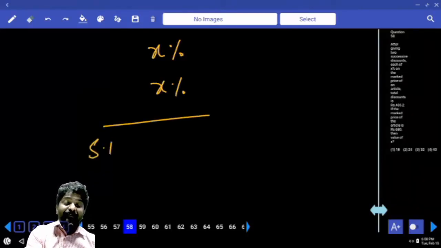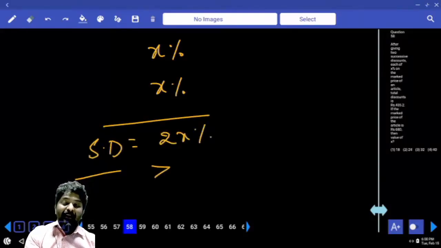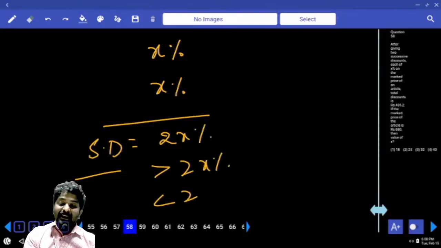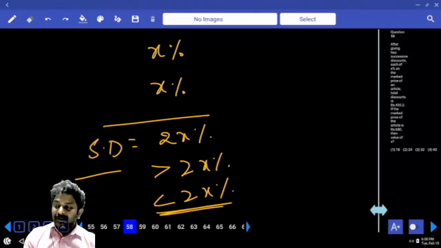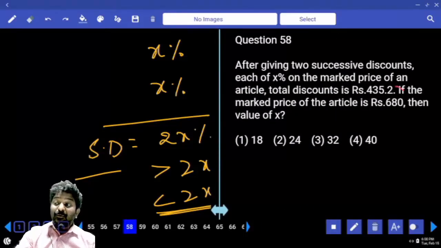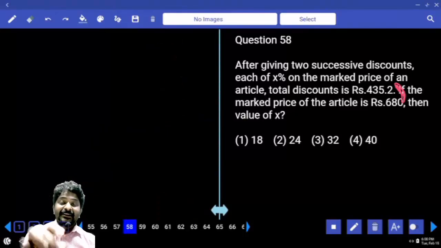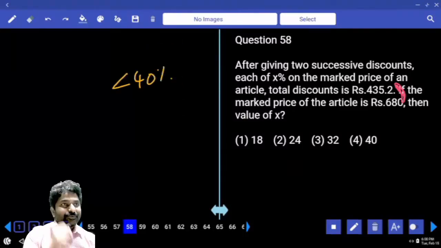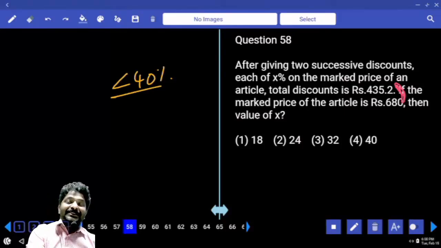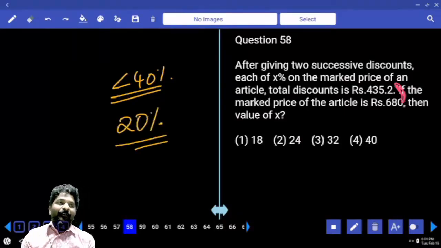Overall single discount, if I try to calculate, will that be equal to 2x percentage or more than 2x percentage or less than 2x percentage? Less than 2x% only. Now when I try to calculate what exactly is the difference here, that was less than 40% but close to 40. Correct. If the successive discount is less than 40% and close to it, overall single discount each time it will be definitely half of this. 20% round figure I calculated.